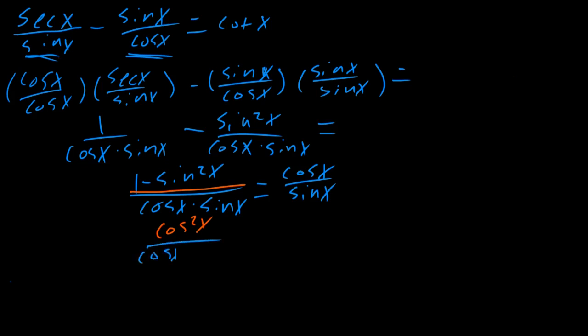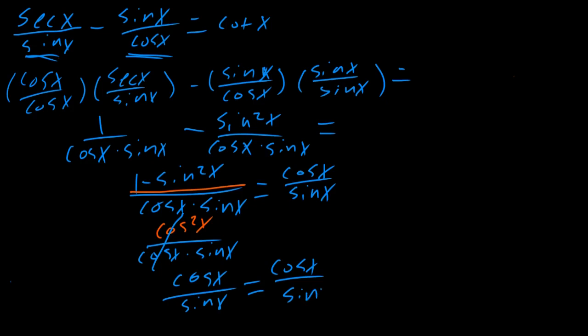Then we have cosine of x times sine of x. And then since we have cosine in both the numerator and the denominator, these cancel out. But since the numerator is cosine squared of x, we're still left with cosine of x on the numerator. So we have cosine of x over sine of x. Cosine of x is gone because it's not squared on the denominator, which is the same as the other side of the equation.